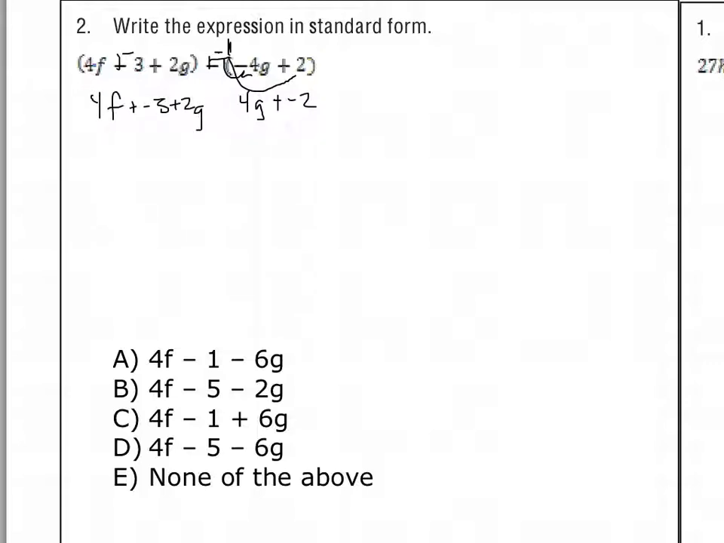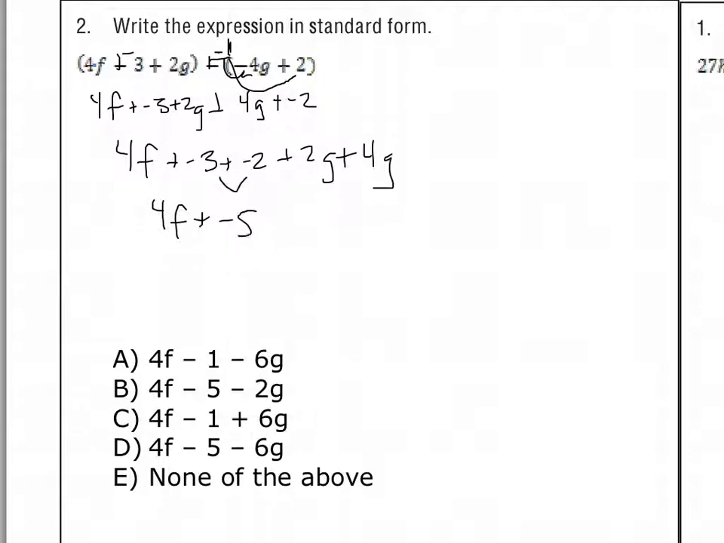Want to go ahead and commute all my like terms next to each other, so I can combine them. 4f plus -3 plus -2 plus 2g plus 4g. 4f is not a like term with any other term, so it cannot be combined. -3 plus -2 is -5, and 4g plus 2g here gives me 6g.